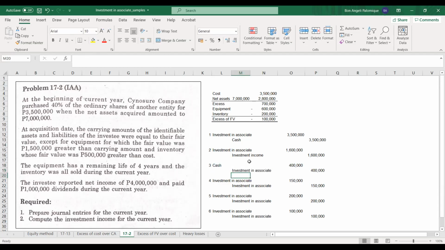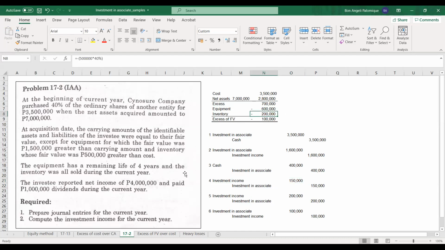So, debit cash and credit investment in associate. Next is number 4, the recording of the excess on equipment. So, the 600,000, we divide it by its remaining life of 4 years, so 150,000.